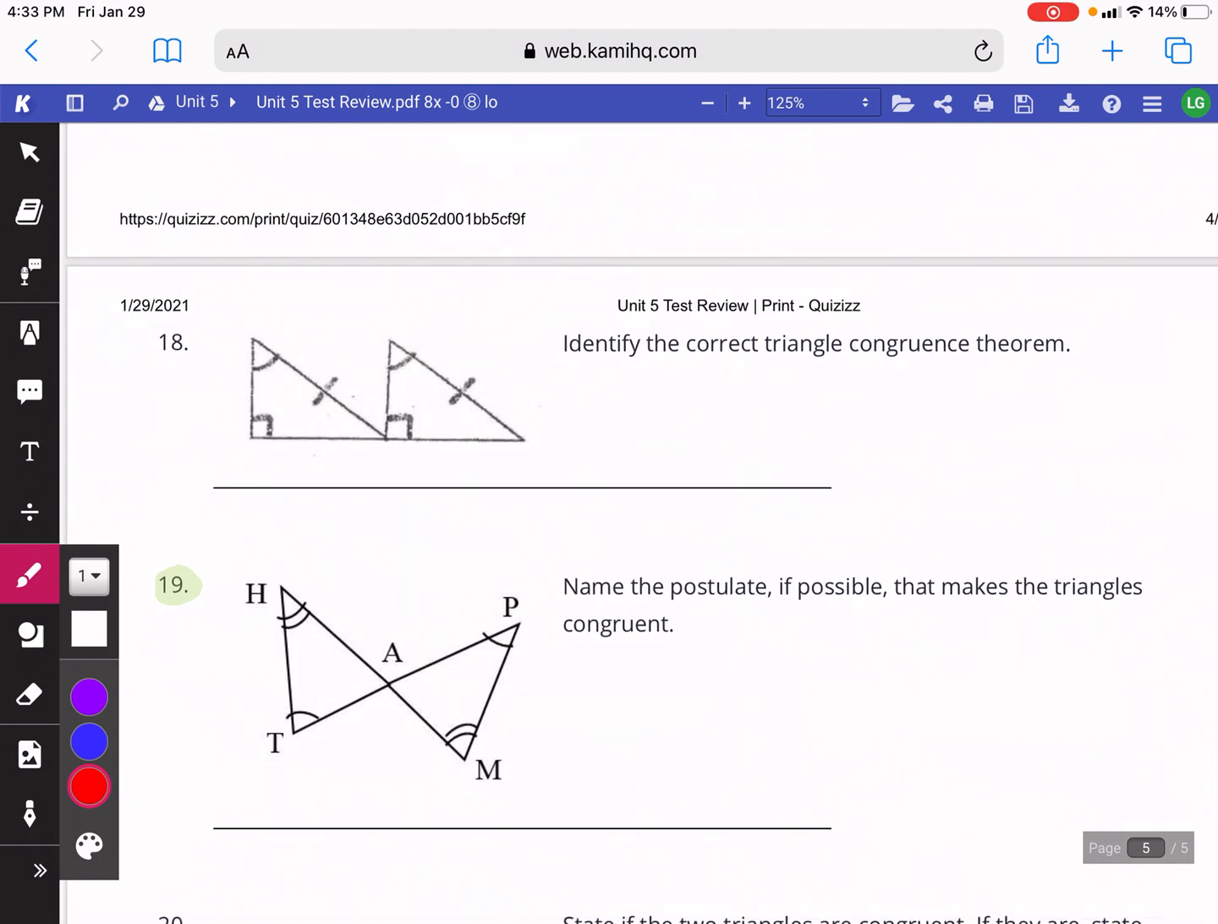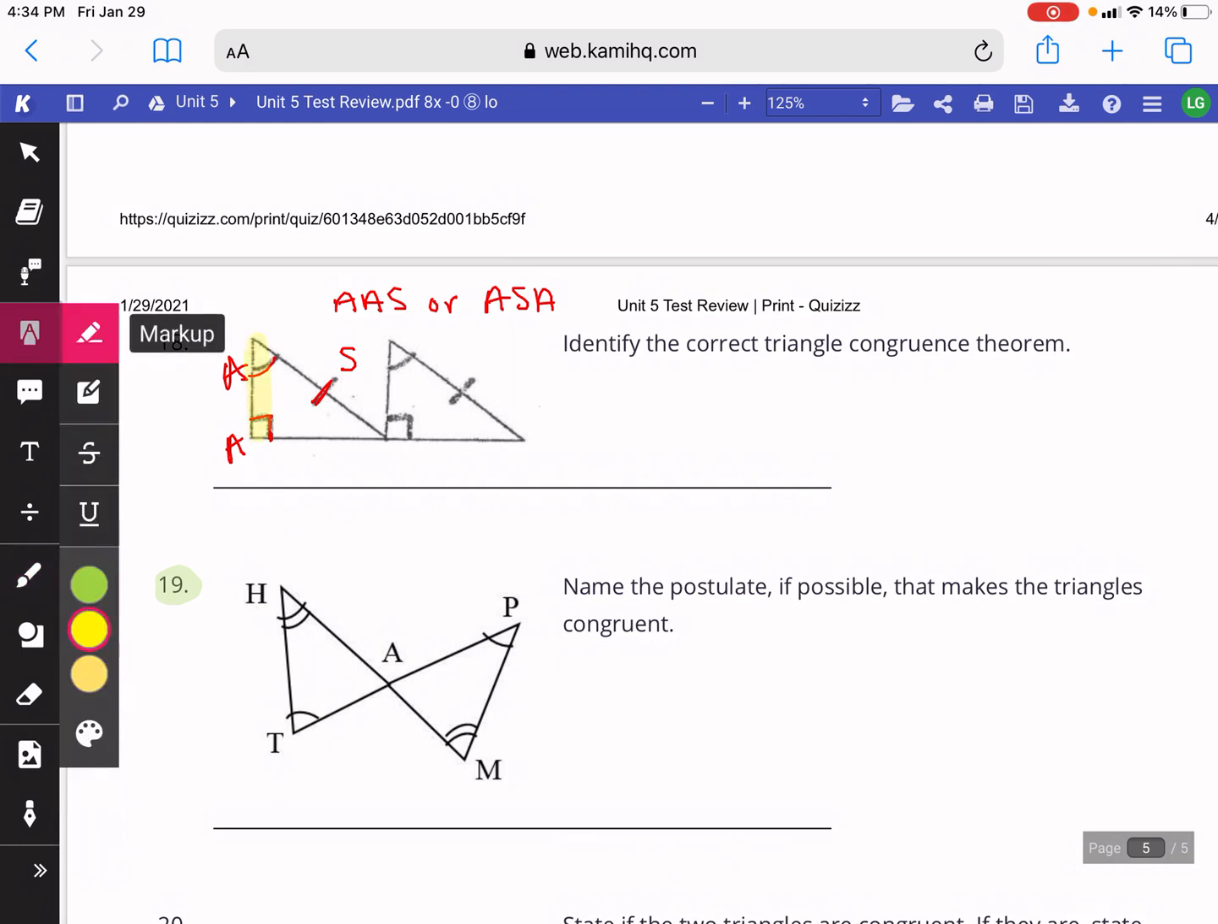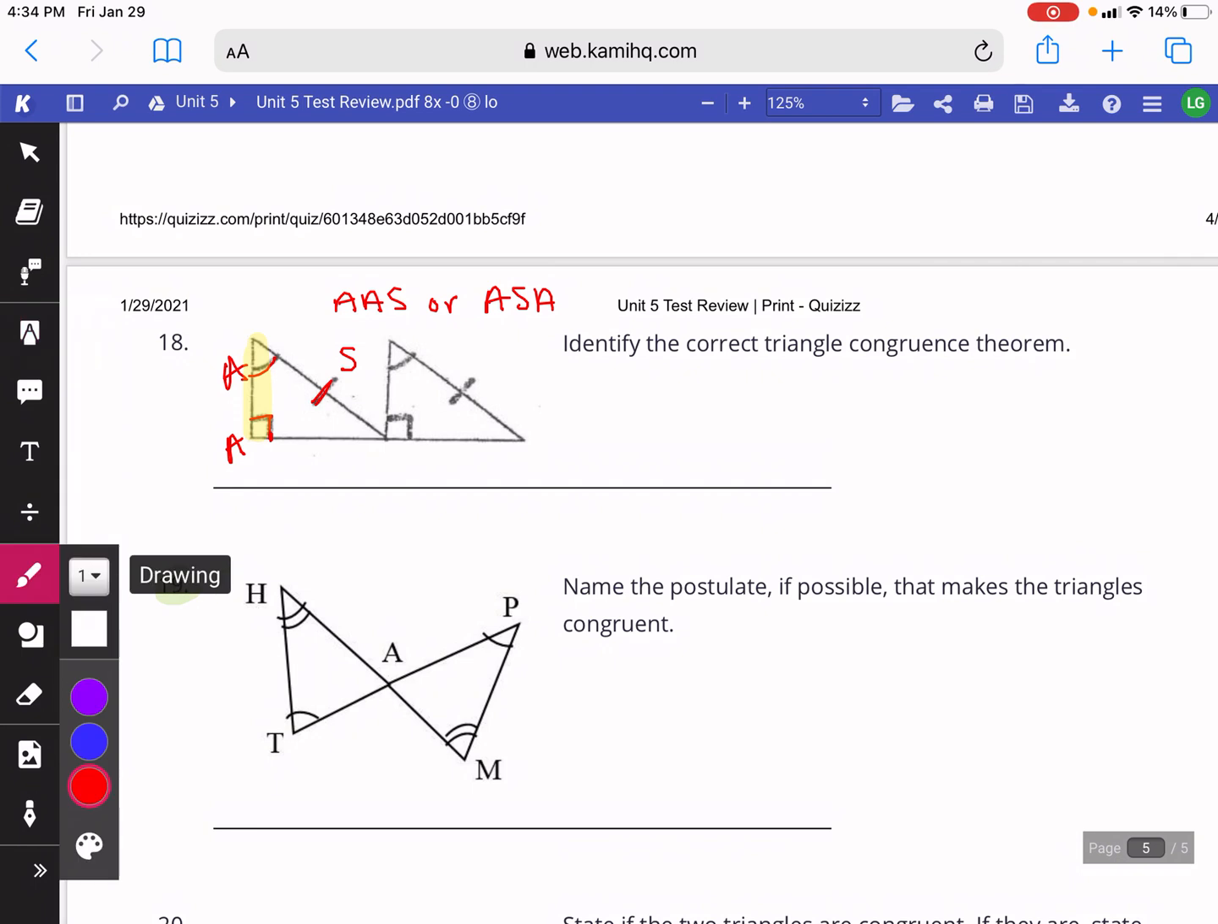In this next picture, I have an angle and a side. And so we have to decide, is it angle, angle, side, or angle, side, angle? Well, is a side separate from the angles or in between them? If you look, these two angles are together on a line. That side's separate from the line. So because of that, this is angle, angle, side.